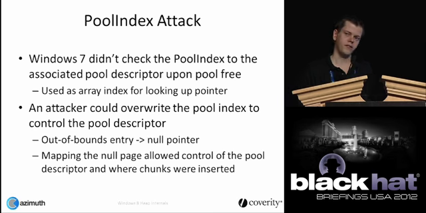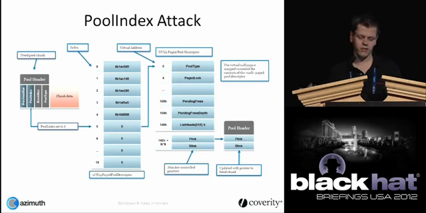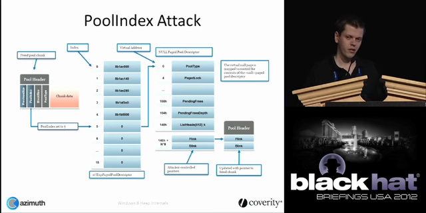And since you were allowed to allocate a null page, you could completely control the pool descriptor, and you could control where all these chunks were inserted. So you could do a lot of stuff, including write to arbitrary memory. It was pretty easy. In this case, you can see on the left side the pool index. It's the second byte in the pool header. So you only needed a 2 byte overflow, and you could completely control all the free lists for which this allocation was freed to.